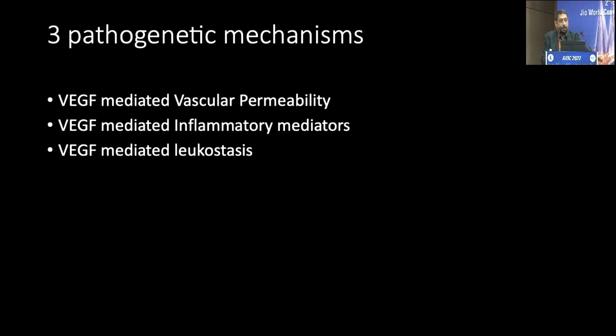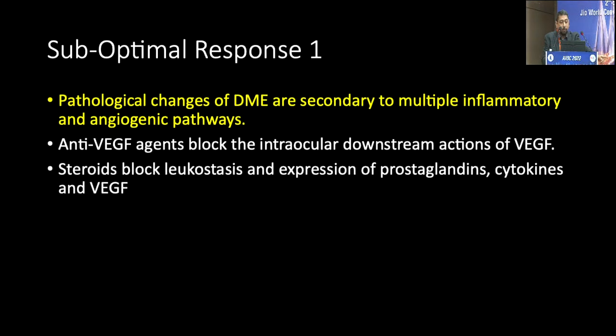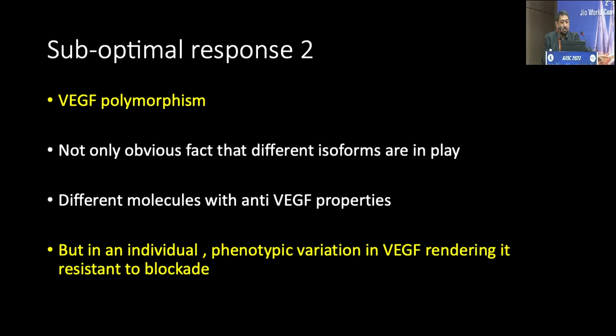So there are 3 mechanisms of VEGF. That is permeability, inflammatory, and leukostasis. I'm not going into that. But essentially, the 2 mechanisms say that one is VEGF mediated, one is VEGF plus inflammatory mediated. And that is why VEGF does not work all the time. Suboptimal response. As you said, there are inflammatory pathways along with VEGF pathways, okay? And what happens when you give more VEGF? There's a blockade and the VEGF resistance increases.